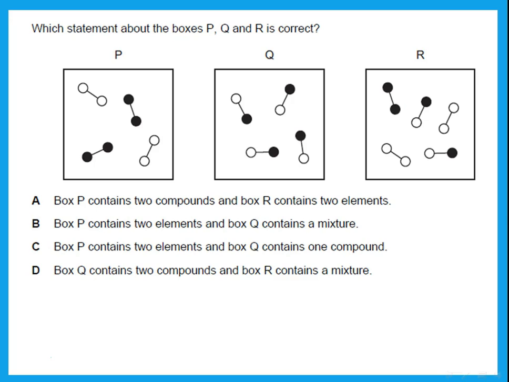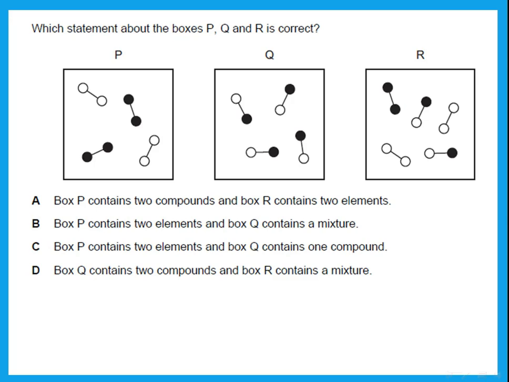If I have different atoms attached to each other like Q, Q has different elements attached to each other, so Q is a compound. What about R? R has some elements and some compounds, so this is a mixture. Okay, so let's see which one is correct. Box P contains 2 compounds, that's wrong. Box P contains 2 elements, okay, and box Q contains a mixture.